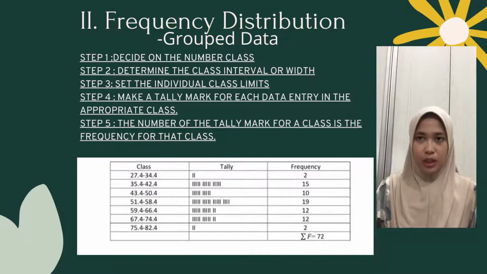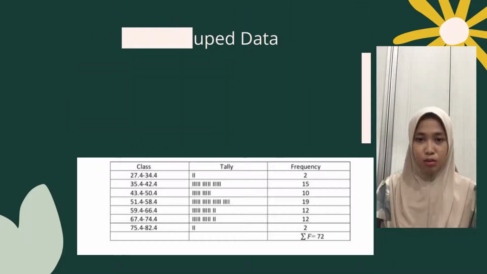In this table, as you can see, there are 3 columns, which are class, tally and frequency. In classes, we have 7 classes, and in tally, we make the tally marks to make sure the number is true, and for frequency, we make it true until we get 72.